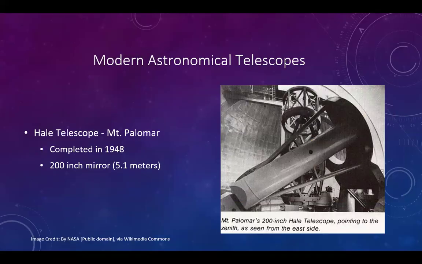So here are some modern astronomical telescopes. This is the Hale telescope at Mount Palomar. It was completed in 1984. For a decent period of time, it was the largest telescope in the world. It had a 200-inch mirror, 5.1 meters across.